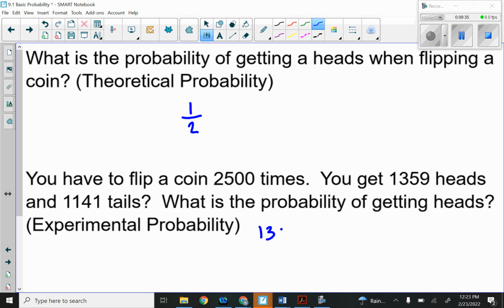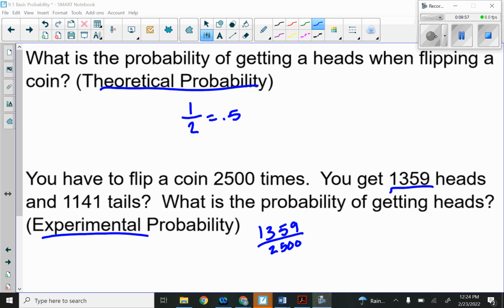Well, it was 1,359 out of 2,500. Now, notice our theoretical probability is 1/2, which is equal to 0.5. But our experimental probability comes out to roughly 0.54. So those are not quite the same. They're close, but just because something's going to happen in theory doesn't mean it's going to happen in real life.